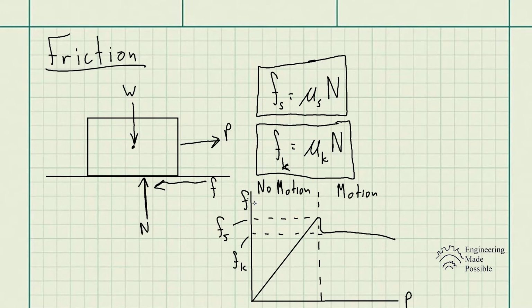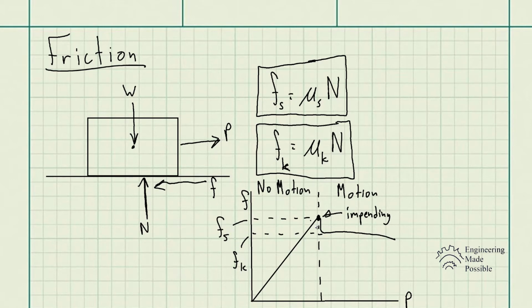So here we have this graph plotted, with the frictional force in the vertical direction and the force being applied to the box, P, in the horizontal direction. Static friction is when there is no motion of the box. As you can see, the frictional force steadily increases as P increases, up to a maximum point here. At this very point between no motion and motion, there's what's called impending motion. It's the point right before there's any motion, and this is where you get the maximum static frictional force, F of S.